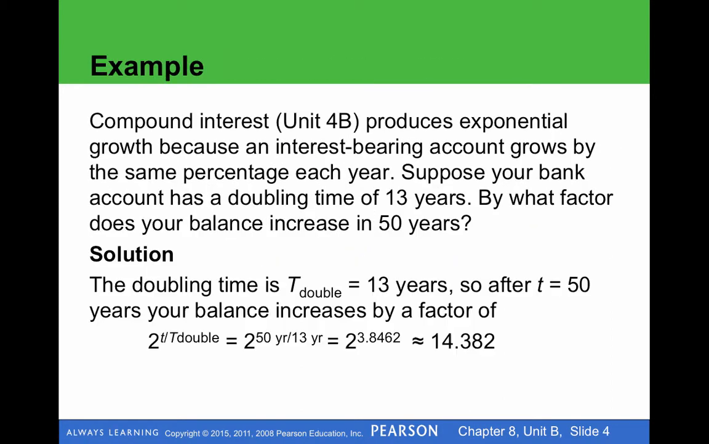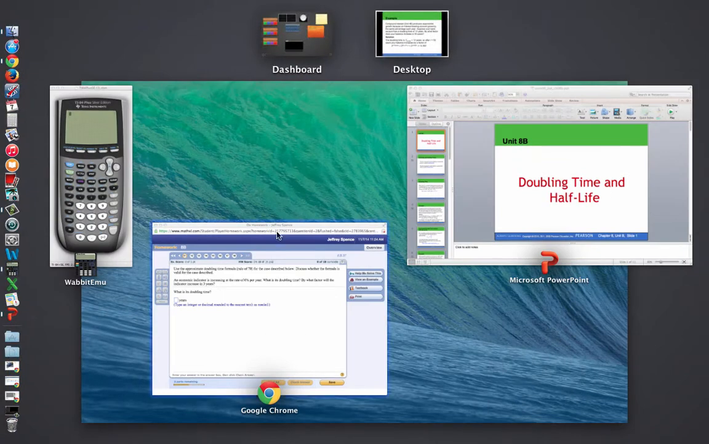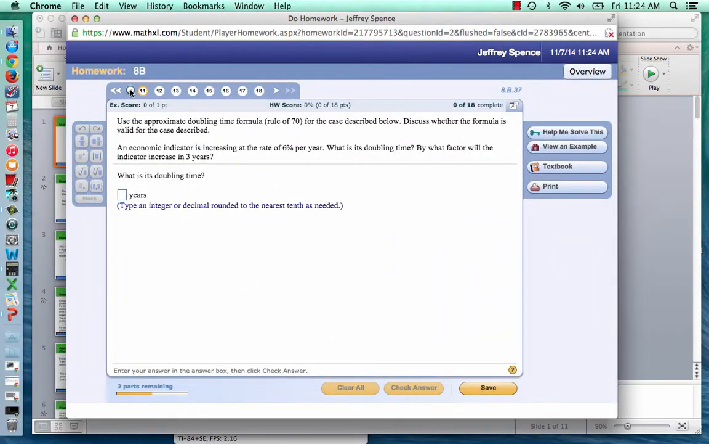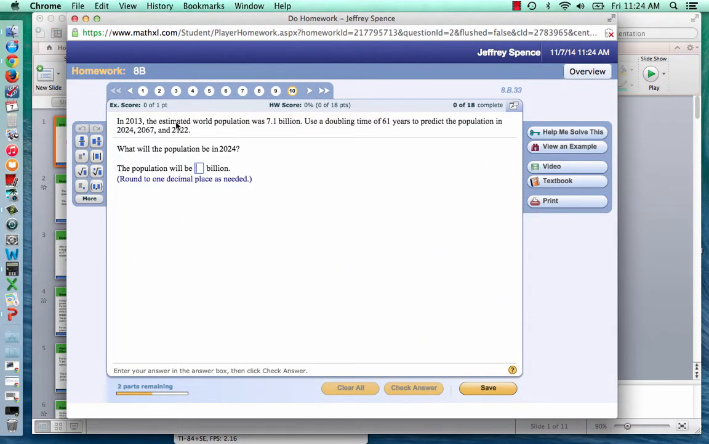Okay, so let's look at a couple examples here. Let me go back one. All right, so in 2013, the estimated world population was 7.1 billion. Use a doubling time of 61 years to predict the population in 2024, 2067, and 2122.